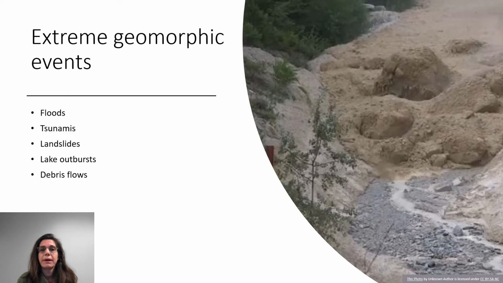So what do we mean by extreme geomorphic events? These are catastrophic events which result in extreme land surface change, such as floods, tsunamis, landslides, lake outbursts, and debris flows.